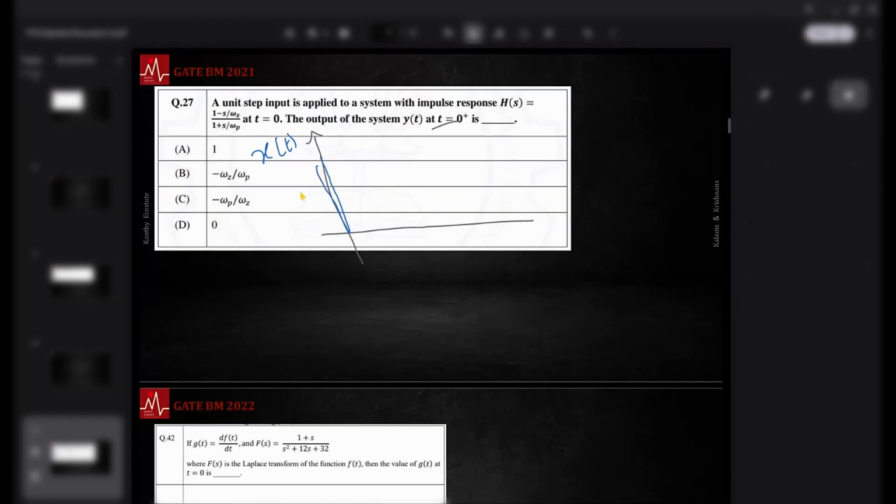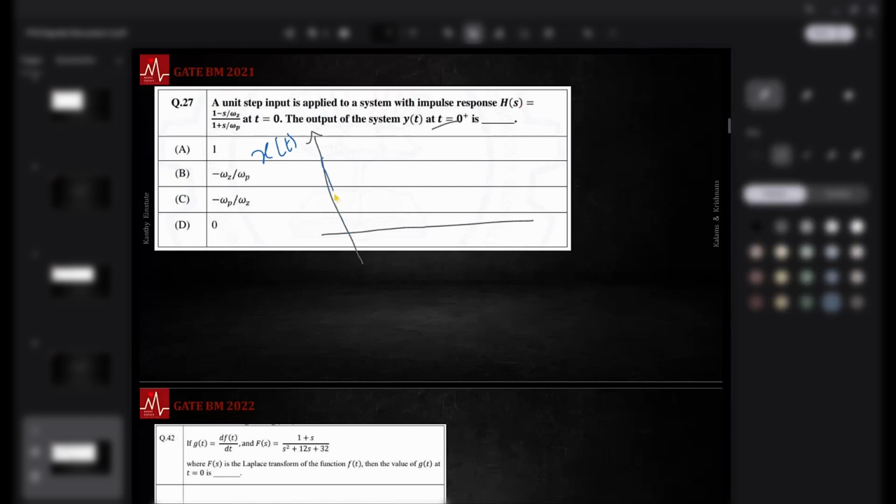There can be a sudden jump there and then something follows. This is your delta of t, by the way. It is 0 everywhere, except initially there is a spike. The behavior at 0 plus and at 0 minus, slightly to the left, slightly to the right, and slightly exactly at 0, will be slightly different. We have something like a spike.